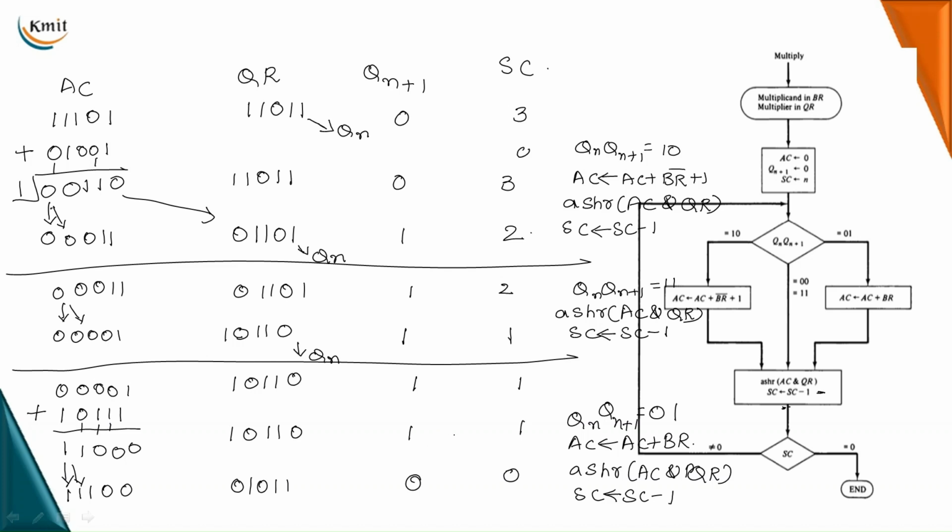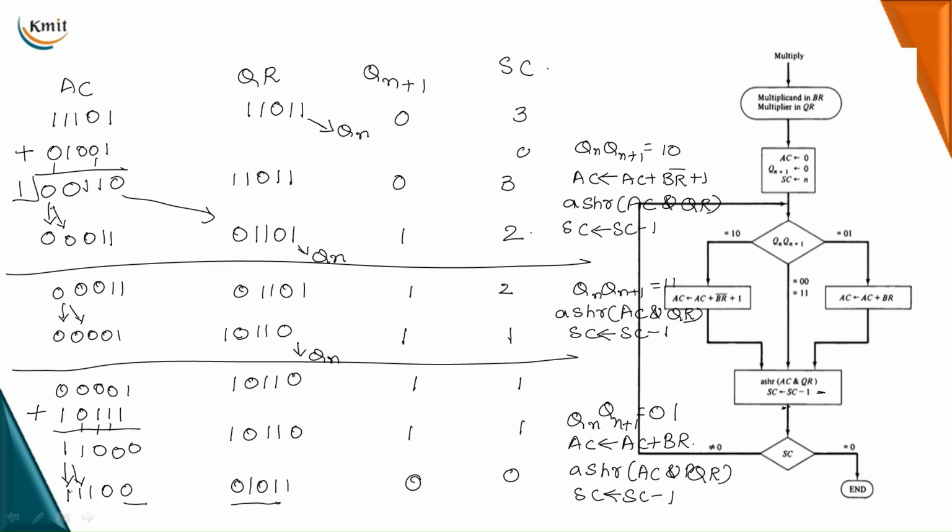So now if you look at this result, the contents of AC register and QR register give your product, which is a 10-bit product. You are taking a 5-bit multiplicand and a 5-bit multiplier. So you require two registers to store your product, which are stored in AC and QR. So whatever is the content of your AC and QR registers at the end of the process, that is your final product of your 2's complement multiplication algorithm.